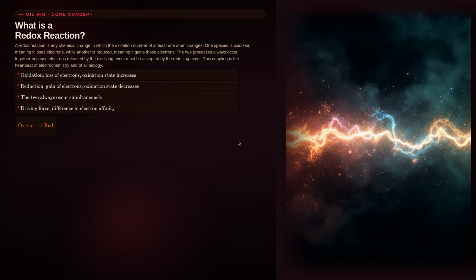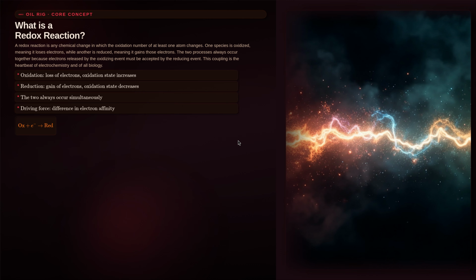Oxidation is the loss of electrons. When a species loses electrons, its oxidation number increases. We remember this with the mnemonic OIL RIG. Oxidation is loss. Reduction is gain. Reduction is the gain of electrons. When a species gains electrons, its oxidation number decreases.